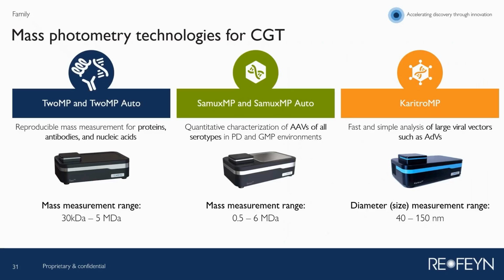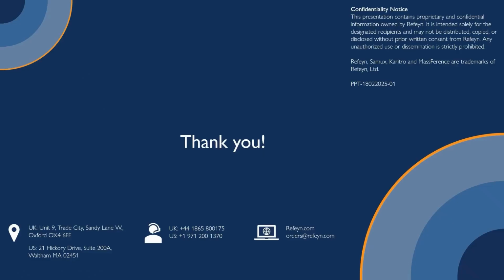To introduce the portfolio, we have two mass photometers: 2MP, dedicated for proteins, antibodies, and nucleic acids, and SAMX for AAV characterization. They both have manual and automated workflows and cover different mass ranges as detailed below. Querétaro is the newest inclusion to our portfolio. It's called a macromass photometer because it can measure both mass and size of particles. It has been designed for larger viral vectors such as adenovirus, lentivirus, and VLPs, and covers a size range of 40 to 150 nanometers. Thank you for listening in.